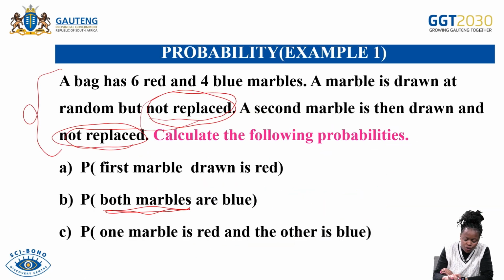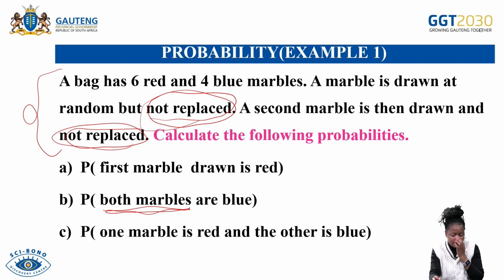And then let's move to letter C. Letter C says calculate the following probabilities. The probability of one marble being red and the other being blue. So it doesn't matter if it's blue and red or it's red and blue, but they say one marble should be red and the other marble should be blue, right? It doesn't matter the sequence, ne?